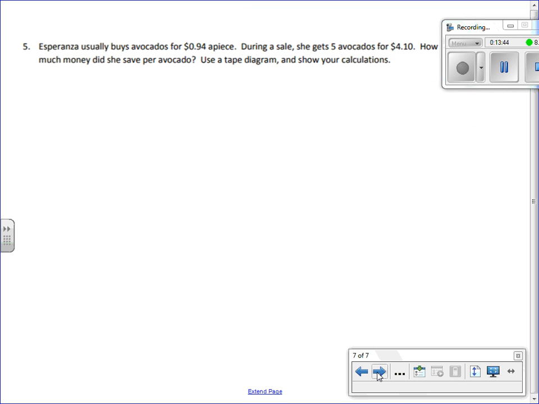Last one for today. Oh, look, Esperanza. We're reading about her, and now she's in math class. Esperanza usually buys avocados for 94 cents a piece. During a sale, she gets 5 avocados for $4.10. How much money did she save per avocado? So normally they're 94 cents, but now she can get 5 of them for $4.10.